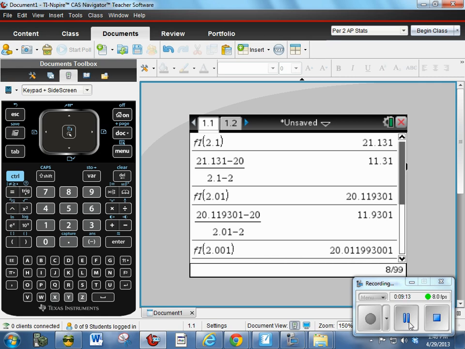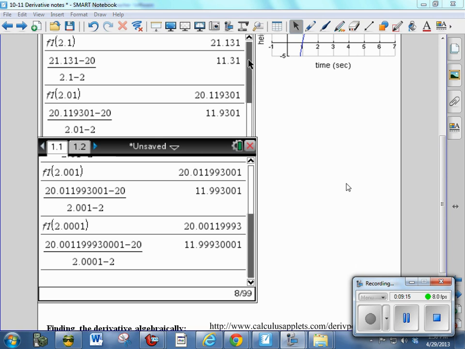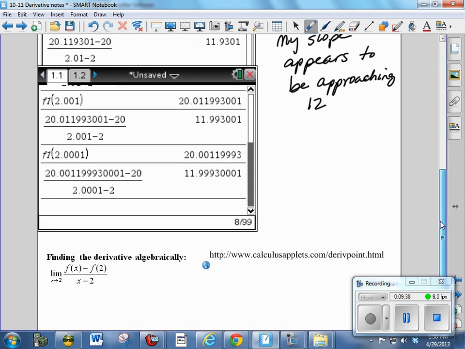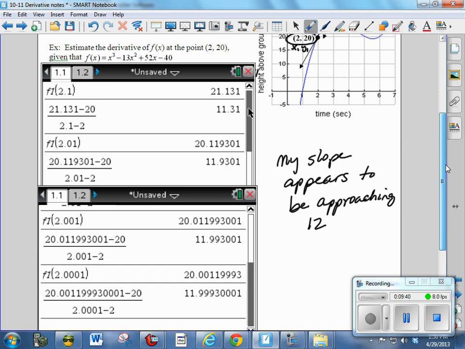So I've noticed that my slope appears to be approaching 12. And that's what I want you to notice here. Do I hear the word limit? I think it's going to end up in here somewhere. Okay, I had meant to go further with this video, but I think I'm going to have to stop this segment right now, and then we'll add another segment to finish up this page of notes.